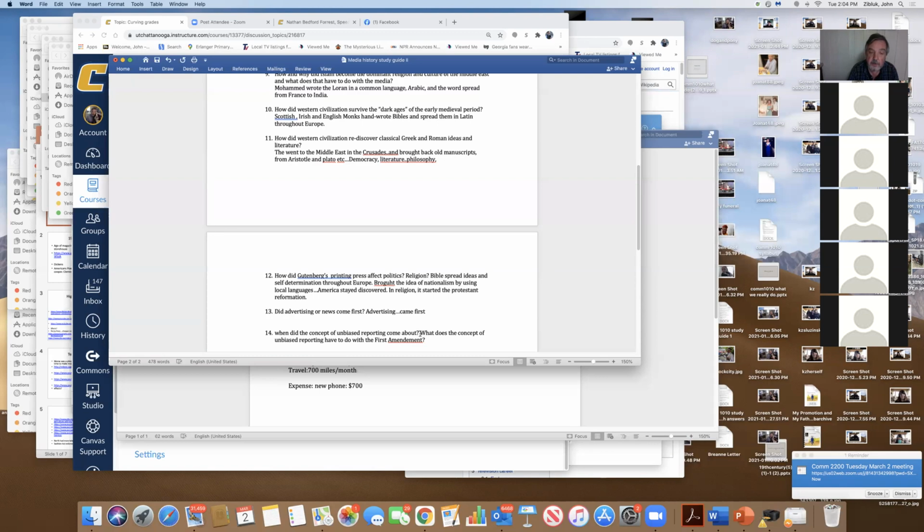When did the concept of unbiased reporting come about? 20th century. 1900s, 2000s. We're not even near that yet in this class. All the stuff we're talking about is biased. Everybody expected it all to be opinions. They expected it all to be Newsmax. They knew that that's what it was. We didn't worry about bias until the 20th century. What does it have to do with the First Amendment? Nothing.